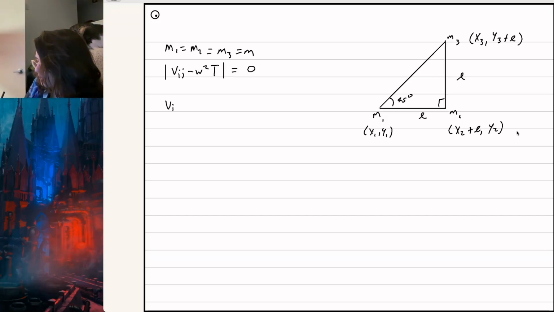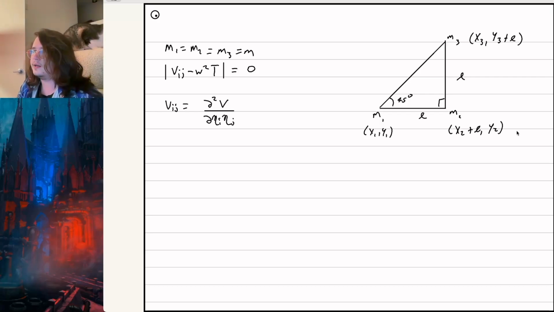What is V_ij? Well, it's a matrix where the elements are determined by the partial derivatives of V with respect to eta i and eta j, being just different variables that are used for position. I'm just going to use x and y's here because of convention, and they look nicer. So I'm going to start solving for the potential energy.